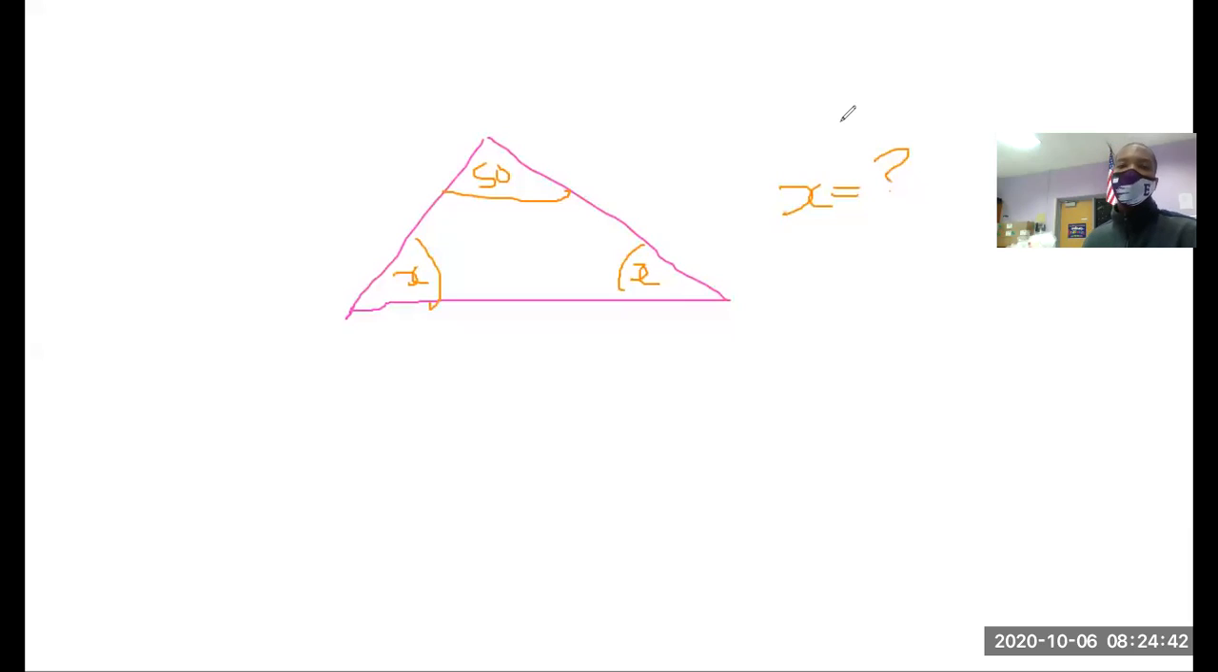Let me pause and let's look at it. I said the whole thing is 180, and they gave me 50. They said the other two angles are the same, and that one is 50. All I got to do is minus 50. Do you see that? Which gives me 130. Then I have to split this 130 between both these angles. So if I'm going to split it, I'm going to divide by 2.